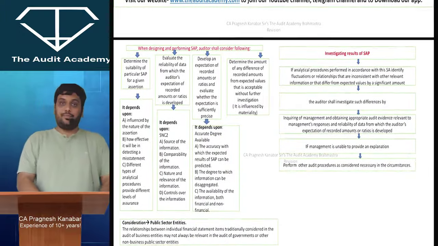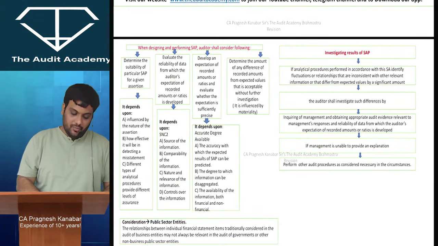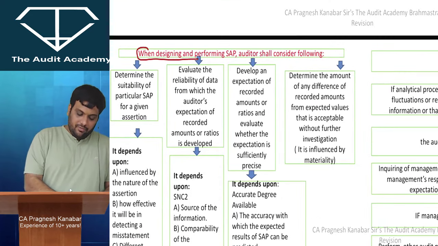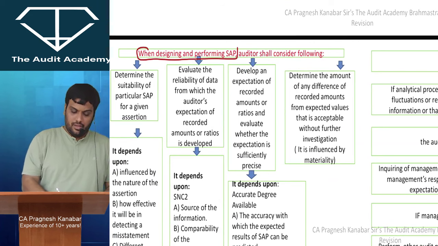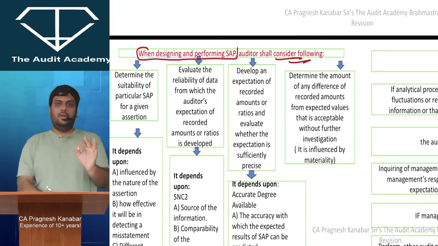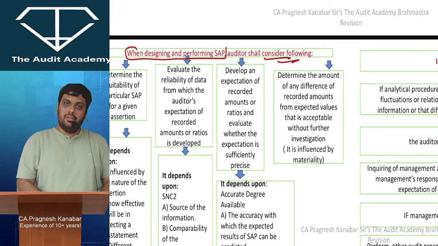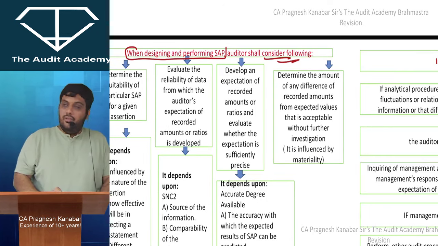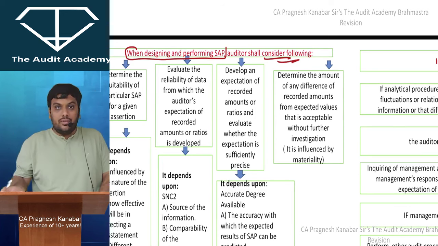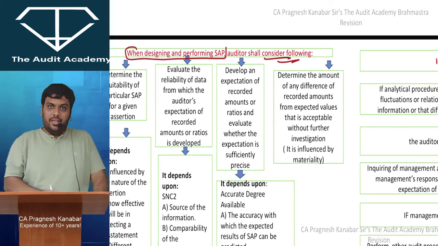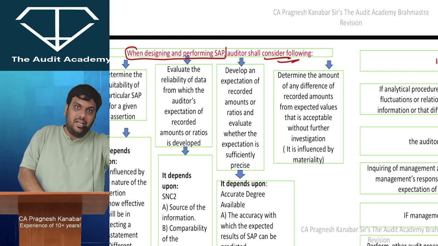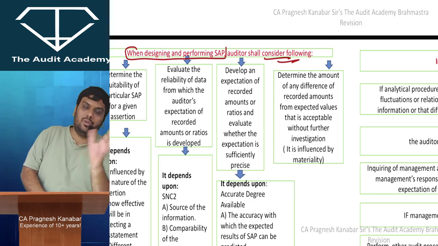Now everyone over here, what kind of concepts ICAI has printed in the module? Very, very logical. When designing and performing substantive analytical procedures, the auditor shall consider the following. Very logical points. All right. See, boss, you cannot verify everything by analytical procedures. You have to see whether it is suitable or not. Because analytical procedure is a lazy procedure. All right? For example, existence of inventory, you cannot verify by analytical procedures. You'll have to go touch that inventory, see it. All right? But valuation of inventory, you can do it. The percentage of work in progress and stuff.